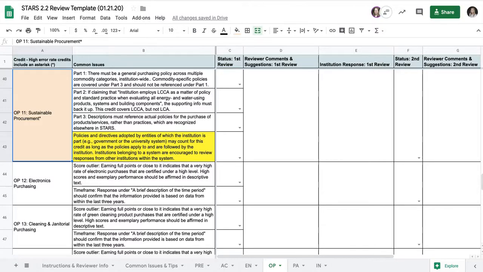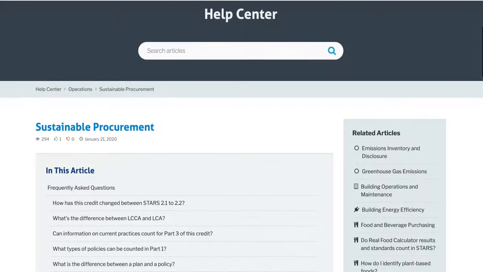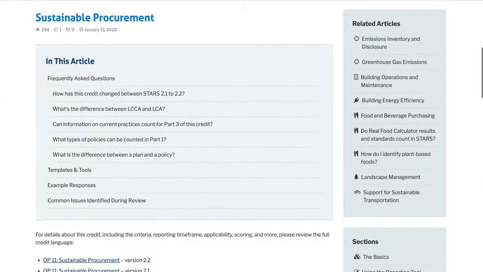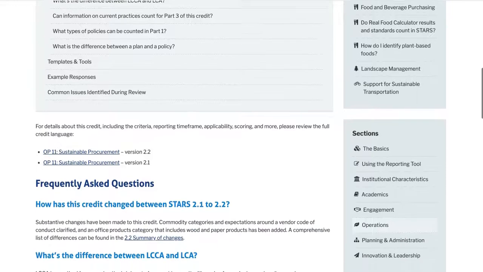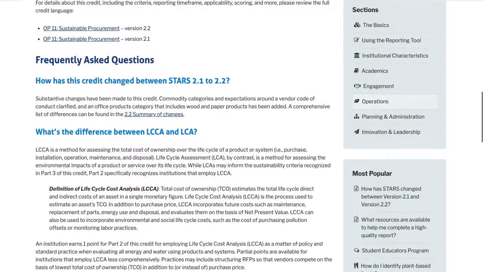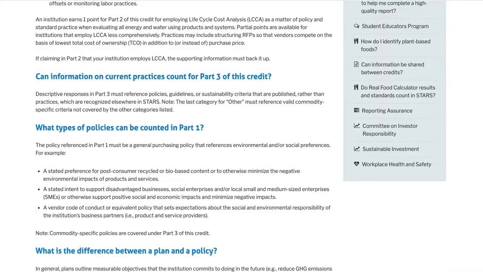In fact, institutions belonging to a system are highly encouraged to review responses from other institutions within the system to ensure consistency. As a reminder, the AASHE Help Center credit article is a great resource for finding answers to frequently asked questions on this credit, as well as example responses from other institutions.